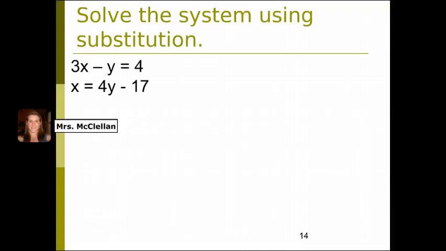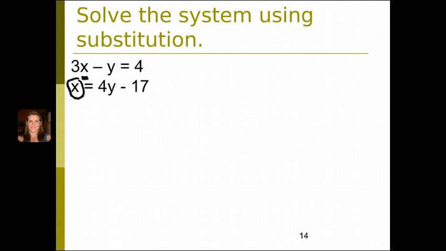Okay, so our next example. Solve the system of equations using substitution. Your first equation, 3x minus y equals 4. Your second equation is x equals 4y minus 17. Again, you'll notice that step 1 is done here because the second equation is solved for x. So we're going to substitute 4y minus 17 in for x in the first equation.